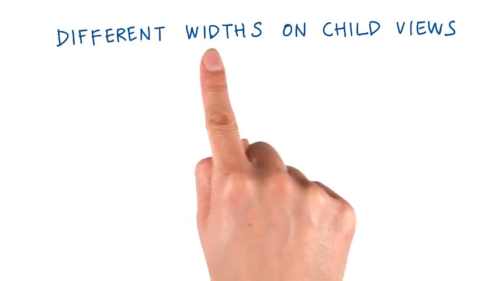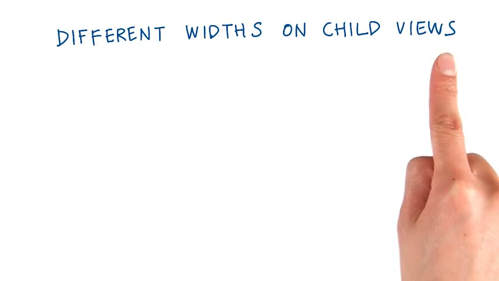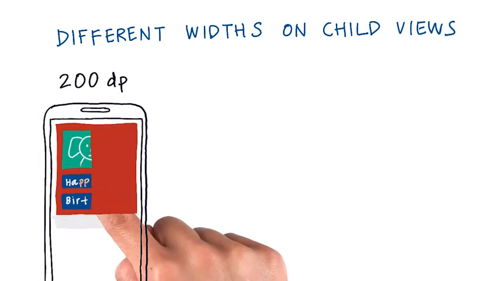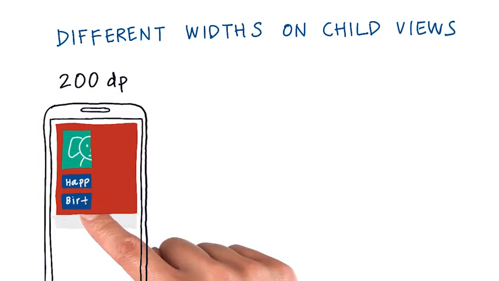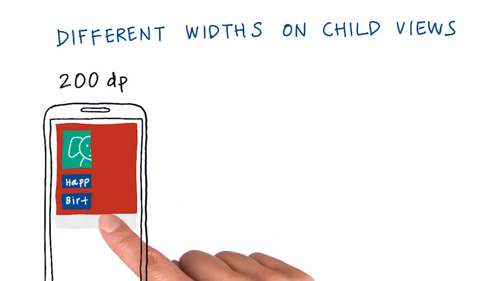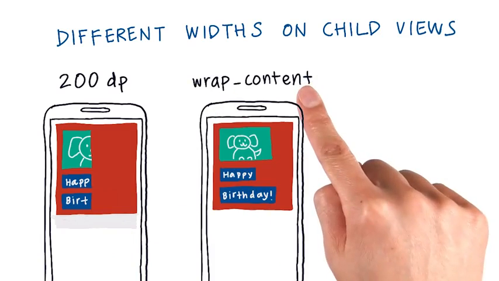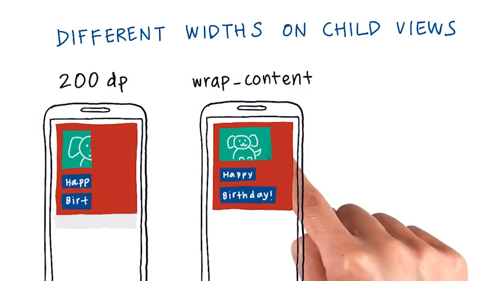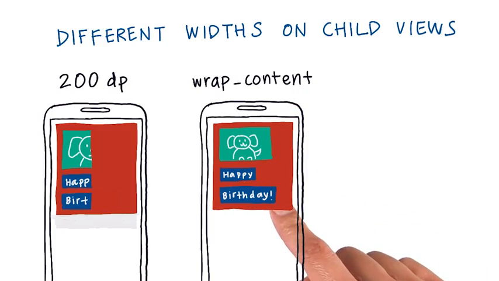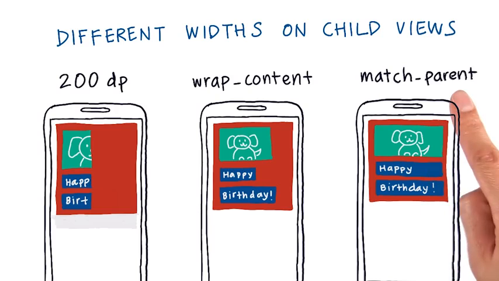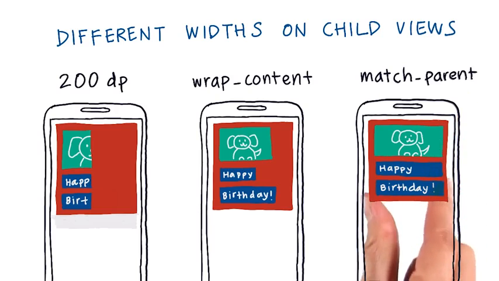Here are some examples of how setting different widths on the child views in a linear layout can affect the final user interface. In this example, we set each child view to have a fixed width of 200 dp. If the content inside each view is greater than 200 dp, then you run the risk of cutting some content off like this. In this example, we set each child view to have a width of wrap content. Now all the content is shown, but the width of each view really varies based on what's inside each view. In this example, we set the width of each child view to be match parent. Now you see that the width of each child is as wide as the parent view group, regardless of the content inside of it.